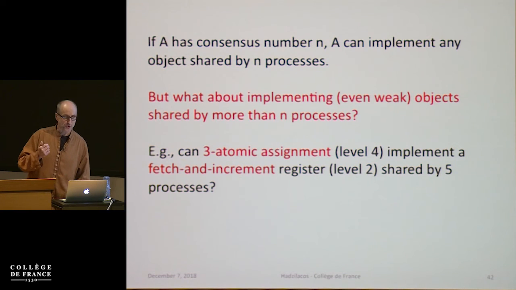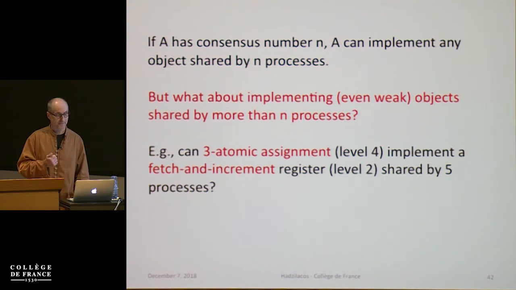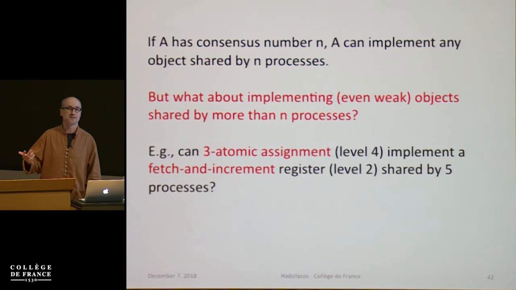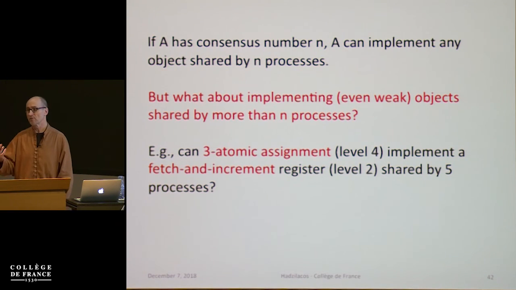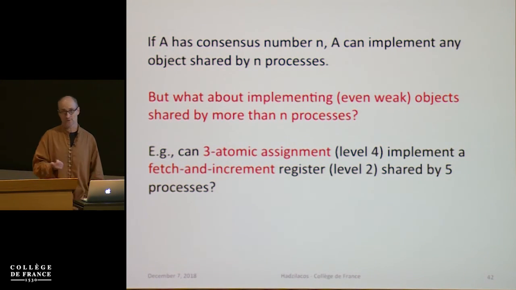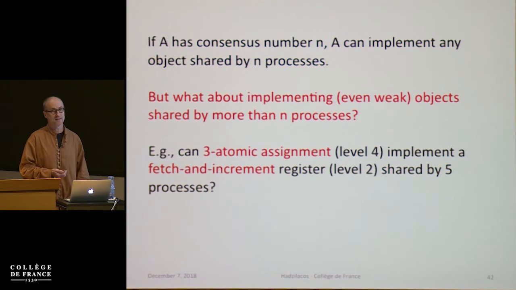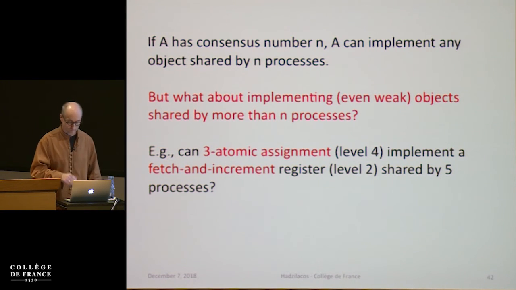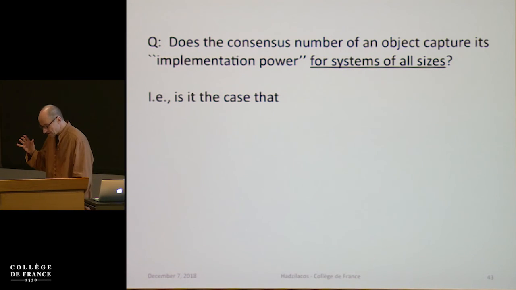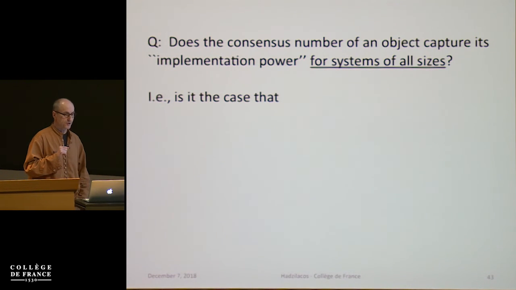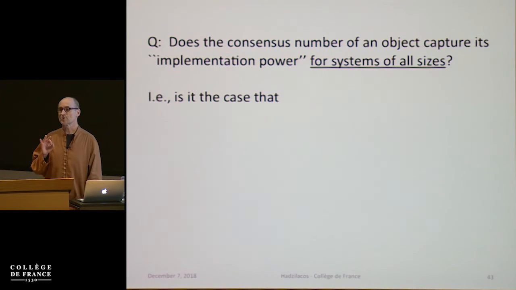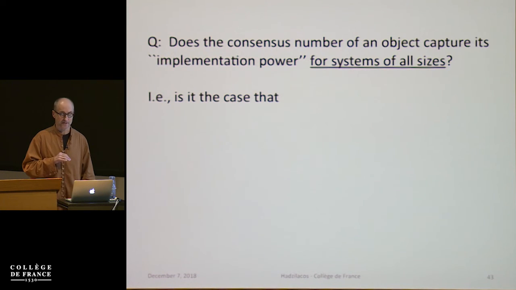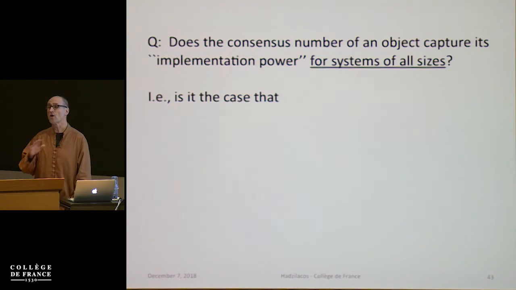Okay? If I had asked you, can 3 atomic assignment implement fetch and increment for 4 processes or fewer, the answer would have been, of course. Okay? 3 atomic assignment is at level 4, so it can do anything for up to 4 processes. In particular, it can do fetch and increment. But I'm asking you, can it do fetch and increment for 5 processes? So the question in informal terms is, does the consensus number of an object tell me something about the implementation power of that object for systems of all sizes?